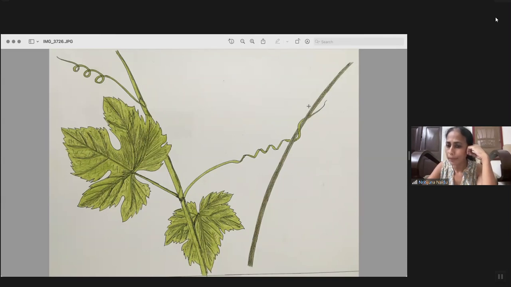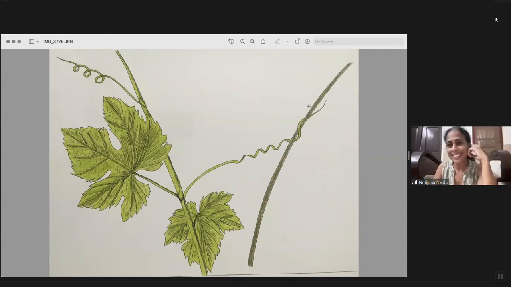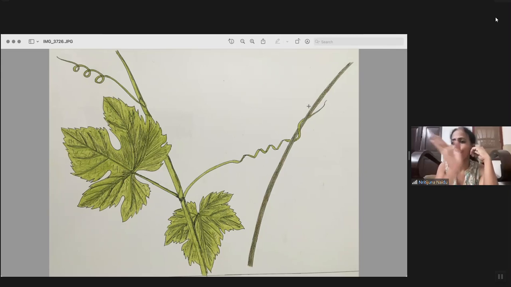A tendril climber? Yes, ma'am, if the plant is a creeper, like the pumpkin plant type, grapes, bitter gourd. Grapes, where stems are not very strong, they tend to put out a tendril, which then winds itself to a support and brings the leaf up towards light.